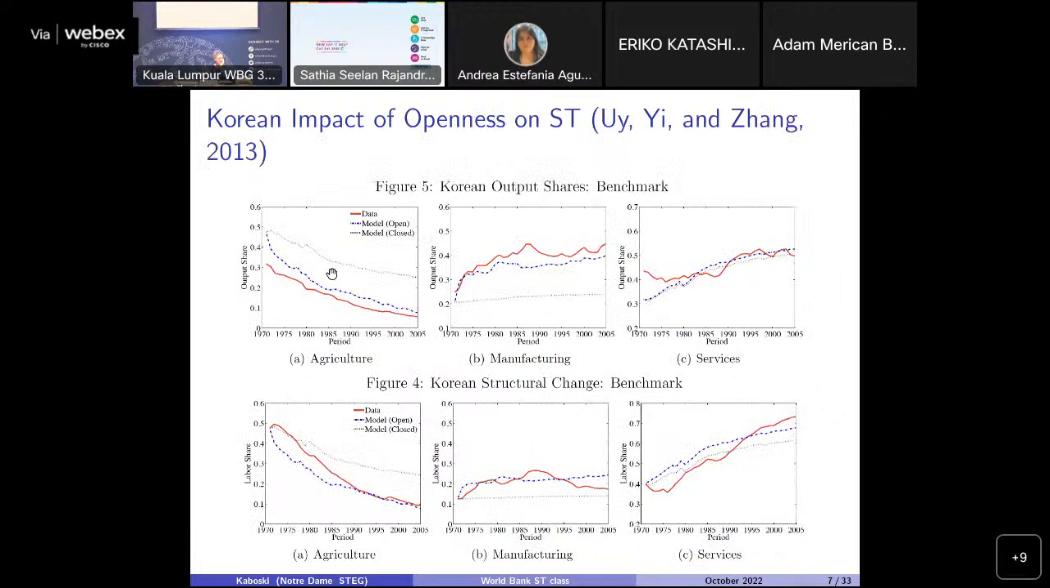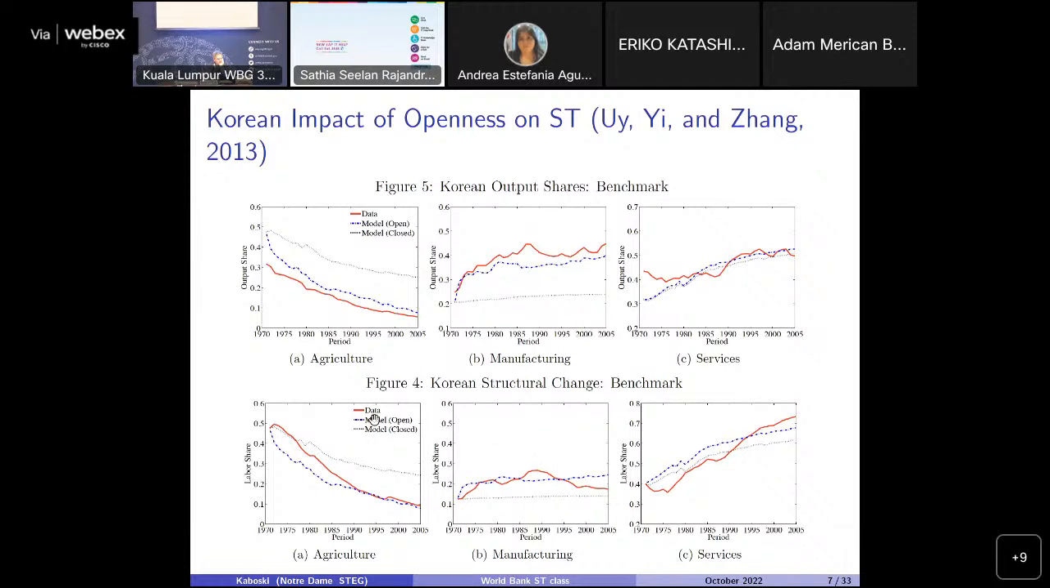So they have this, the impact of openness on structural transformation. So the red lines are the data. The blue line is the open economy model. And the gray line is the closed economy model. And on the top, you see output shares. On the bottom, you see labor shares. They're calibrating to the labor shares. But both of these are of interest.